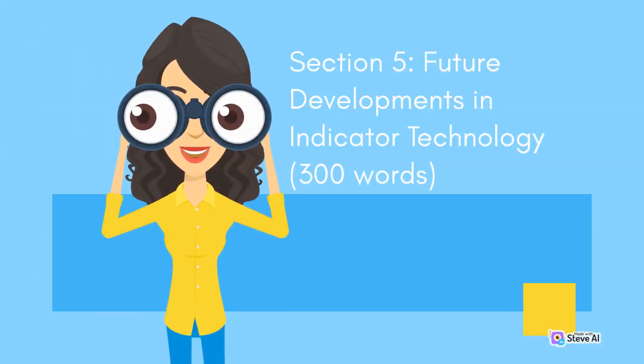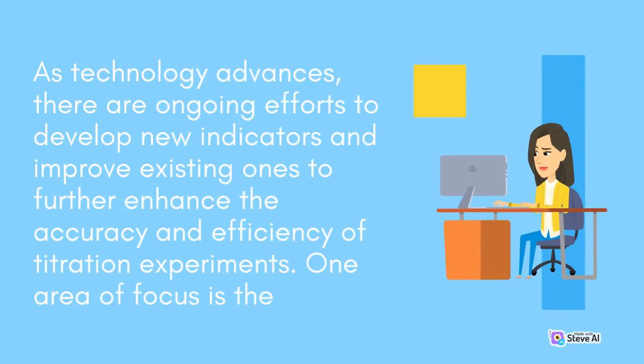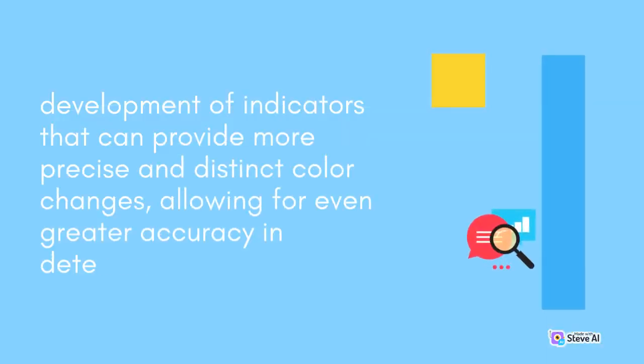Section 5: Future developments in indicator technology, 300 words. As technology advances, there are ongoing efforts to develop new indicators and improve existing ones to further enhance the accuracy and efficiency of titration experiments. One area of focus is the development of indicators that can provide more precise and distinct color changes, allowing for even greater accuracy in determining the endpoint.